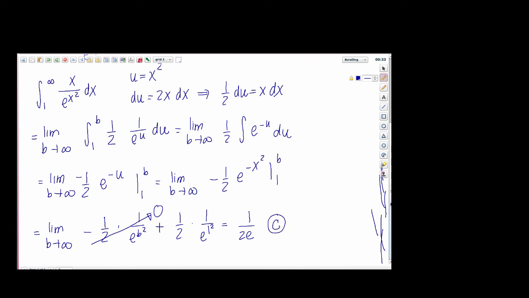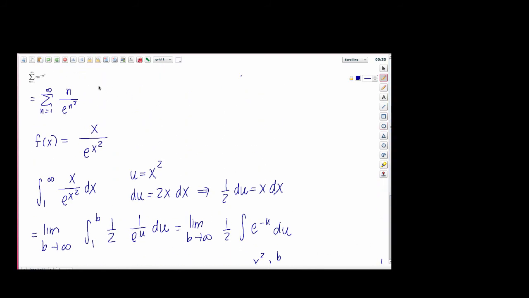So my improper integral converges, which tells me that my infinite series also converges by the integral test. And remember that we're not saying that our infinite series converges to 1 over 2e. All we know is that our infinite series converges. This test doesn't tell us what the sum is actually equal to.